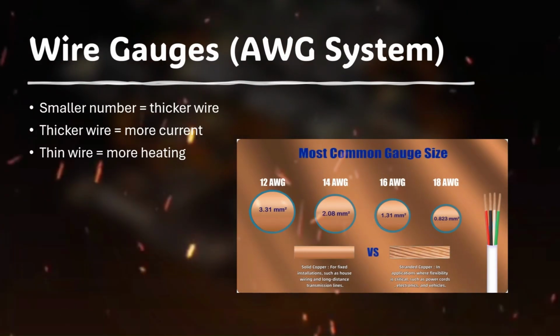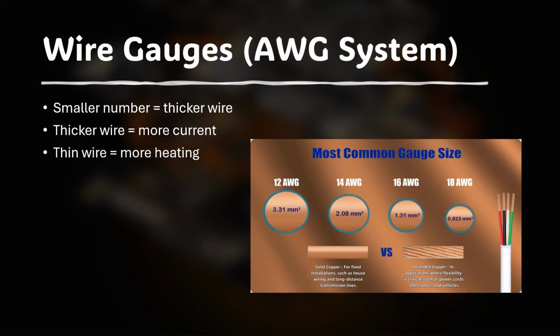Wire gauges, AWG system. Wire size is defined using the American wire gauge, or AWG system. Counterintuitively, a smaller gauge number means a thicker wire. Thicker wires have lower resistance and can safely carry more current. Using wire that's too thin can cause excessive heating, voltage drop, or even fire hazards.